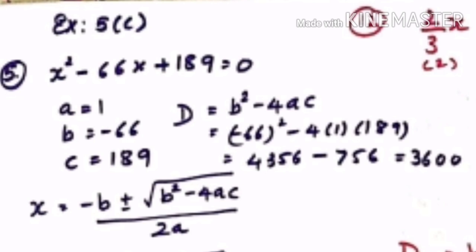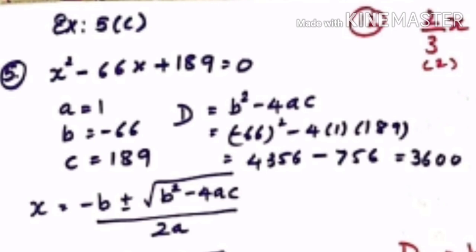This is our standard form of quadratic equation: x square minus 66x plus 189 is equal to 0. Now this equation you have to compare with our equation form ax square plus bx plus c is equal to 0 and get the a, b, c values. By comparing, we get a is equal to 1, b is equal to minus 66 and c is equal to 189. Now students, D means discriminant, that is the value of b square minus 4ac. So now we put the values in that equation and get our answer.